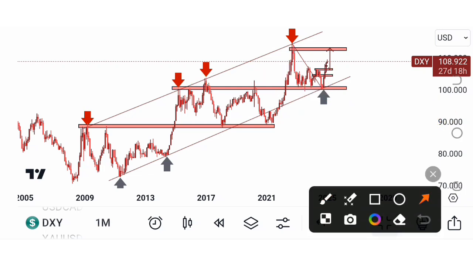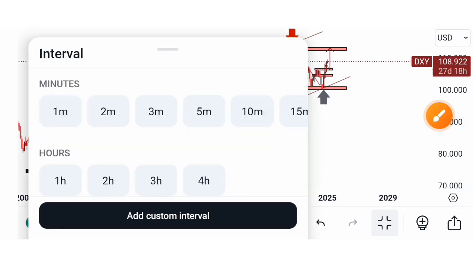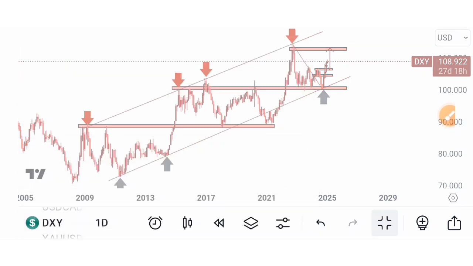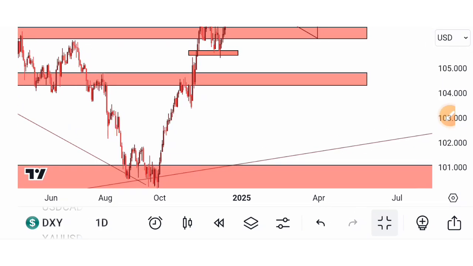My target for this market, or my expectation, is that this market has potential to continue at least until this high, and until then I'll be bullish on this market. Now, the way you can trade this market is you need to go to a smaller time frame. For this one, I'll just dive straight into the daily time frame, and over there I want to identify areas of interest where we could potentially take those buy opportunities from.